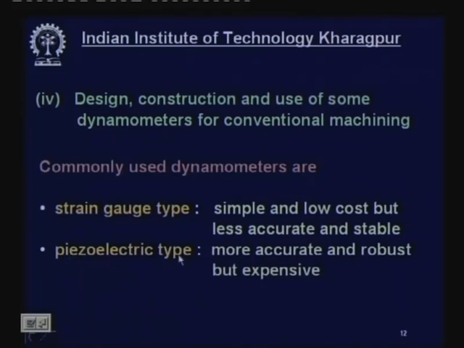Whereas the piezoelectric type is much more accurate, robust, consistent and reliable. But the problem is that it is expensive. As I told you, if a 3D strain gauge type turning dynamometer costs around 60,000 rupees or 1 lakh, one piezoelectric type 3D turning dynamometer will cost around 15 lakhs.